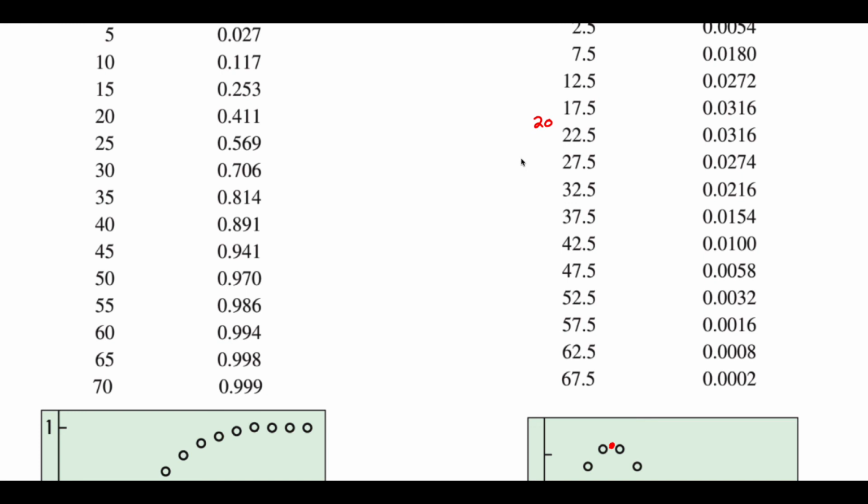So from that, we could estimate that when you've got a room full of 20 people, that's where the probability jumps the most between those consecutive values. That's going to be it for this video.